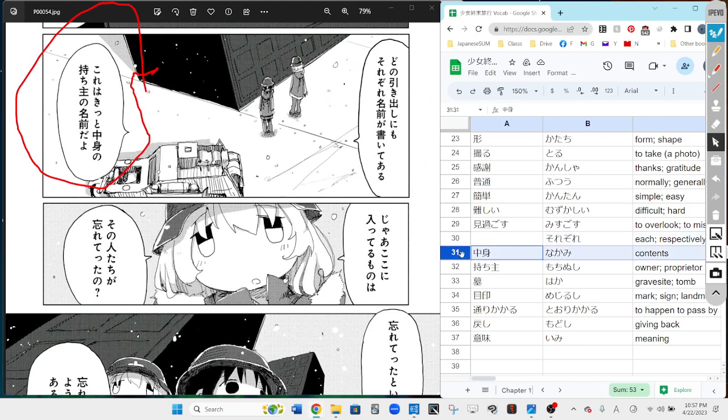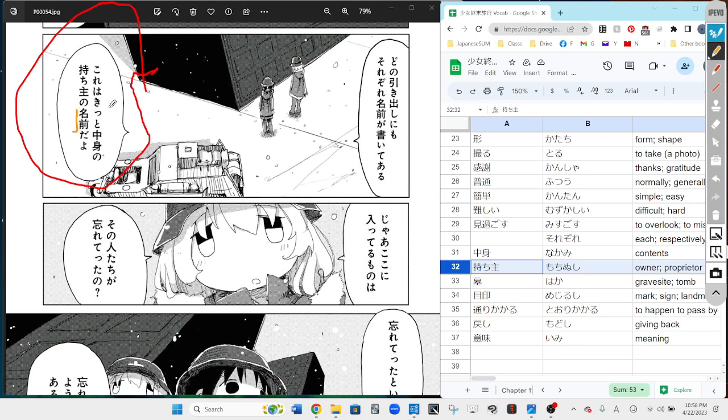Okay. これはきっと中身の持ち nushi. That is something I forgot the reading for. 持ち主 の名前だよ。So I think that means, I think kitto means straight away or something like that. Good guess. Kitto is like definitely. Yeah, so definitely. These are definitely the contents of like a high status name or something. Good guess. Who has a high status.